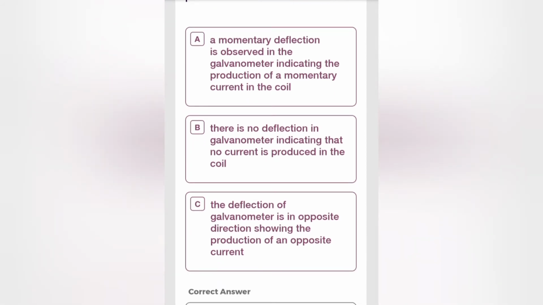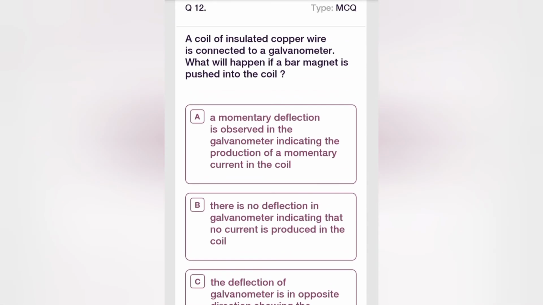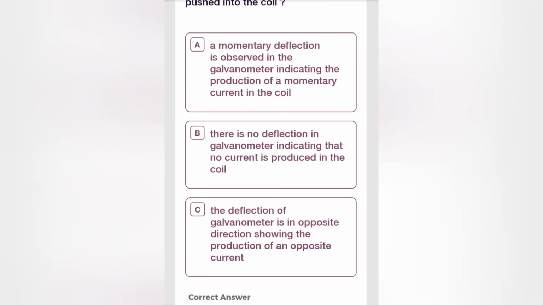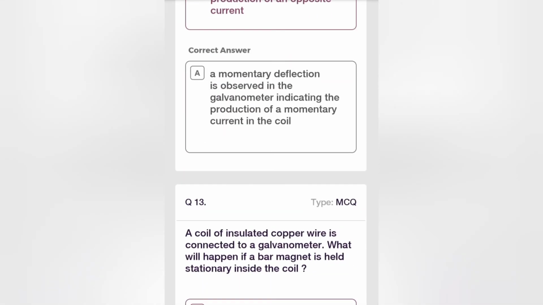The deflection of the galvanometer is in the opposite direction, showing the production of an opposite current. That's also wrong. Option A is the correct answer: a momentary deflection is observed in the galvanometer, indicating the production of momentary current in the coil.